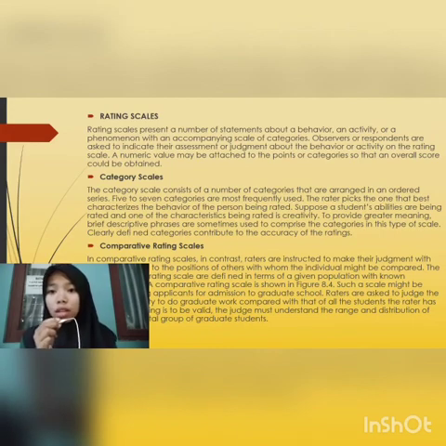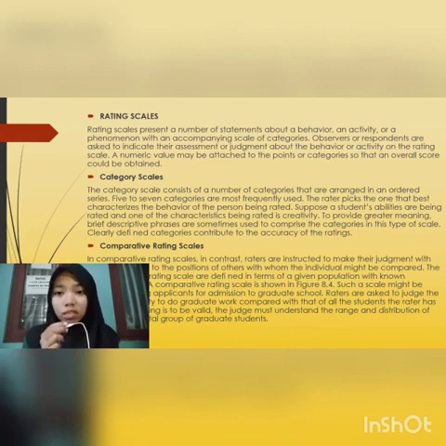Suppose a student's abilities are being rated and one of the characteristics being rated is creativity. To provide greater meaning, brief descriptive phrases are sometimes used to define the categories in this type of scale. Clearly defined categories contribute to more accurate ratings. And then number 2 is comparative rating scales.